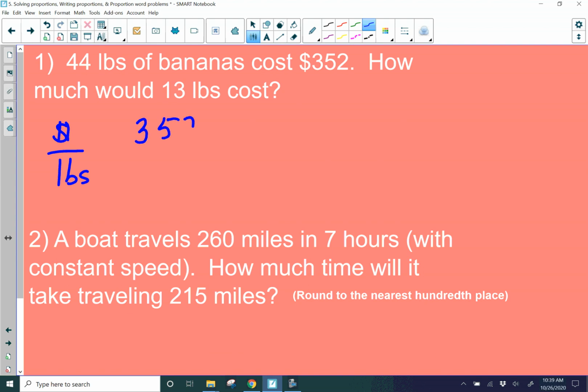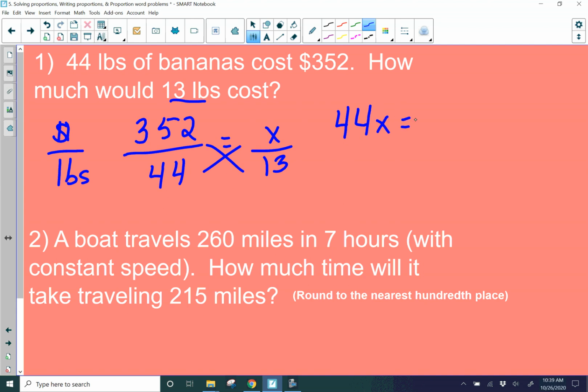So I've got $352 for 44 pounds. And that's going to equal, well, where's my 13 going to go? I can see pounds goes on the bottom. So 13 goes on the bottom. Now, you can use calculators for these problems. 44 times x is going to give me 44x. 352 times 13 gives me 4,576. And then my last step is to divide through by 44. And that's going to give us an answer of x equals 104.